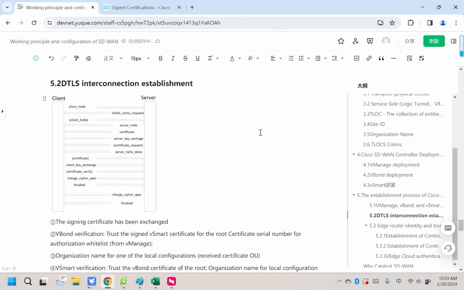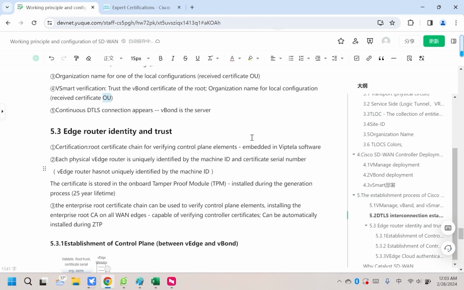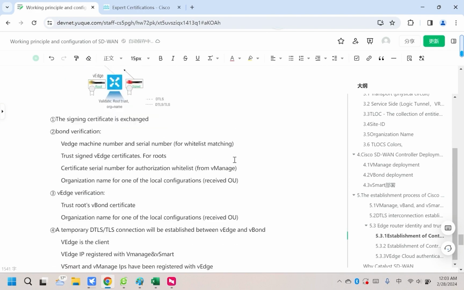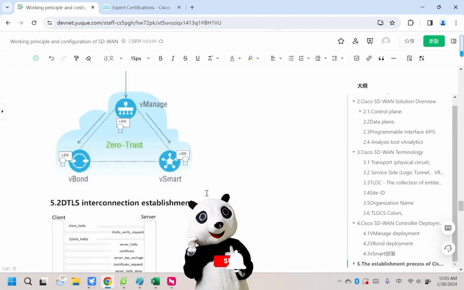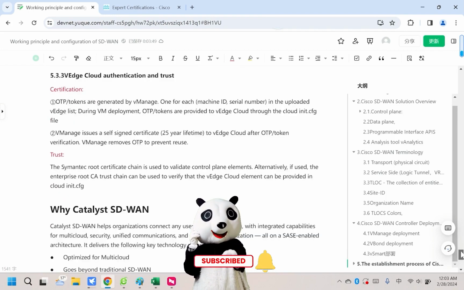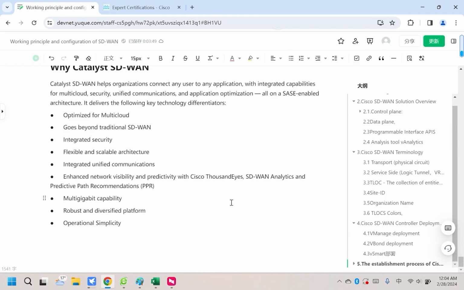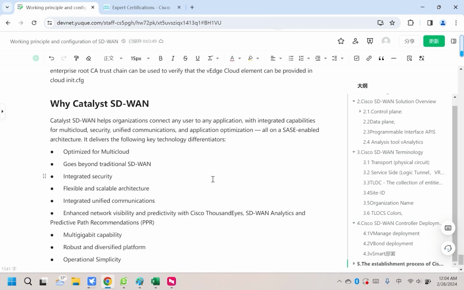This is the interaction process of DTLS. Subsequently, we have the initialization of the edge. We will introduce edge initialization in detail when we talk about edge. Okay, today we spent some time introducing controller initialization. After this class, we will provide the process of installation in a VMware environment to everyone. You can follow this process for hands-on experiments. That concludes the content we discussed today.